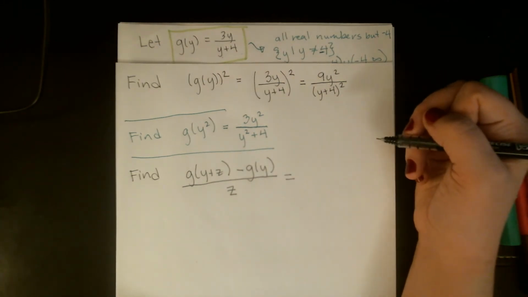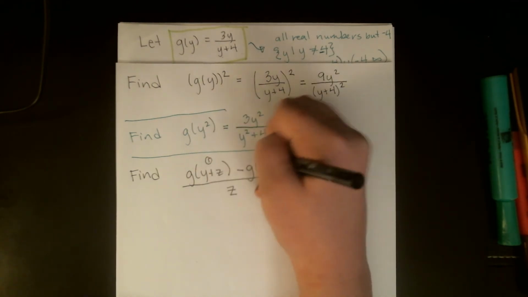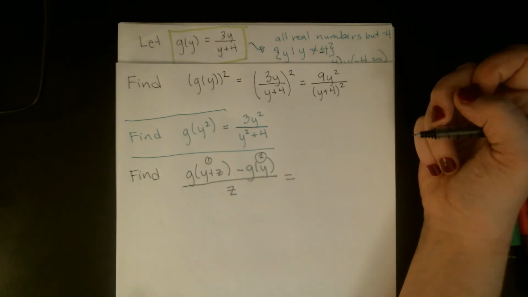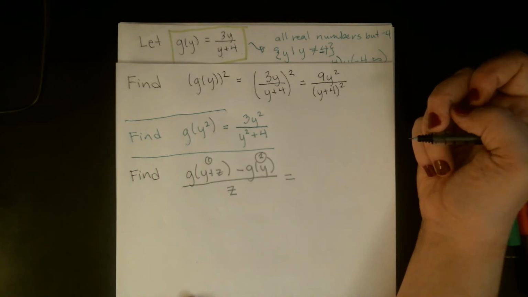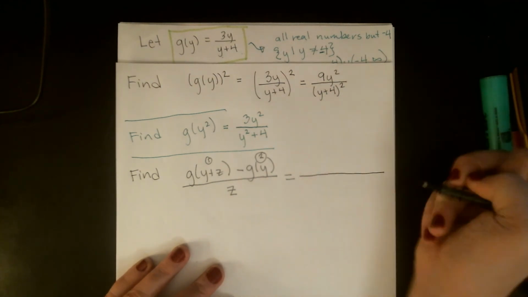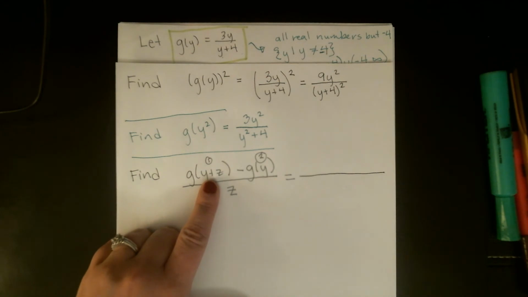Okay, so once again with these, this has got a few steps to it. There are two different things that we need to plug into function g, and then we're going to take the outputs that we get and subtract them and then divide by z. So step number one, feel free to do side work if you want. I'm going to do it all within one big messy fraction. Step number one is to plug y plus z into our function.